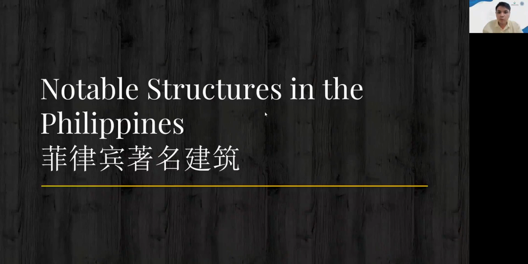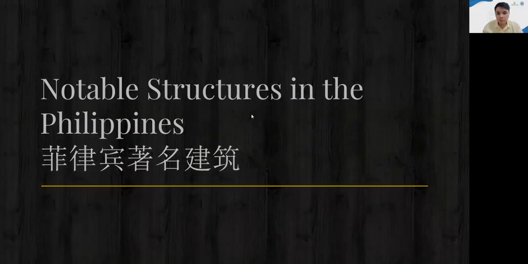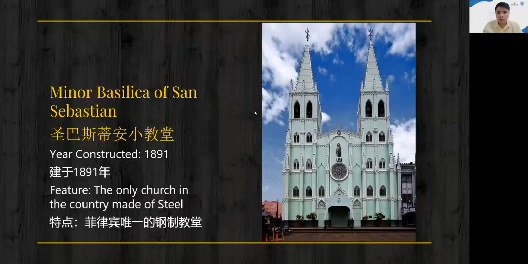So we now move to our last part, which is the notable structures in the Philippines. Here I will be highlighting these structures for us to appreciate the progress that has been made from the pre-colonial era up to the new millennium. So we'll start with the Minor Basilica of San Sebastian, constructed in 1891.